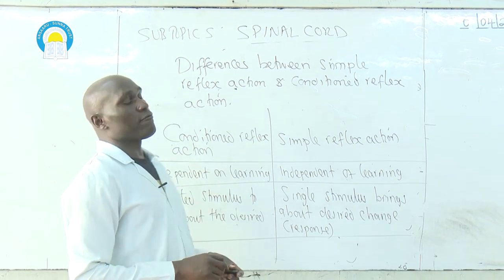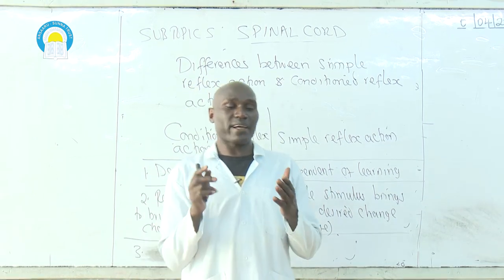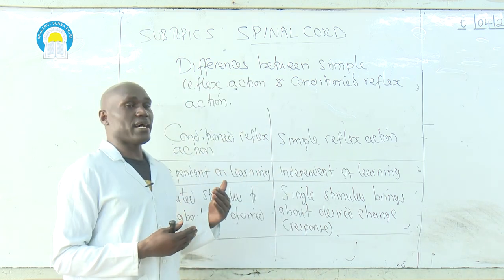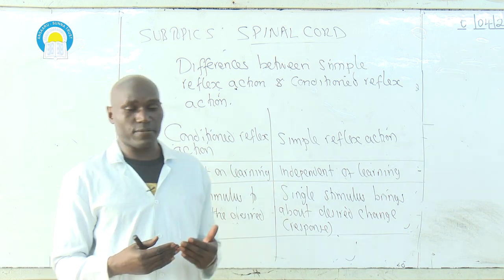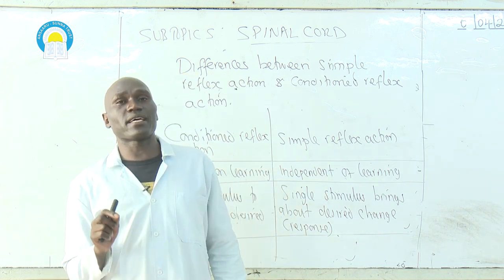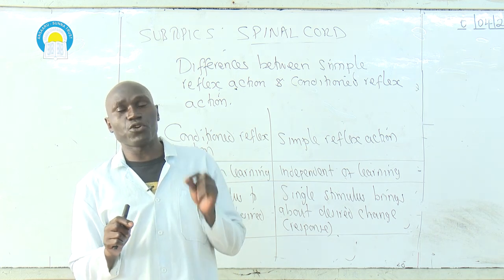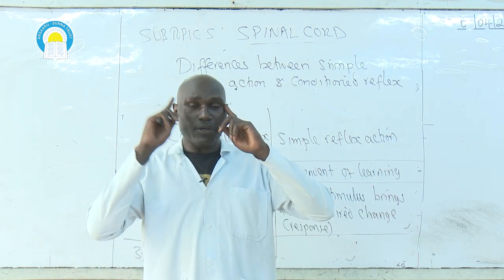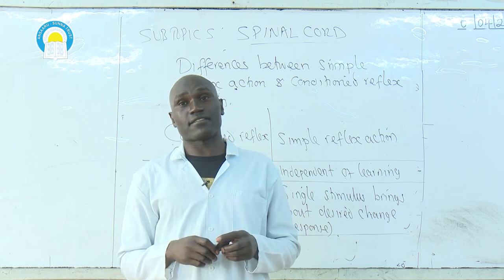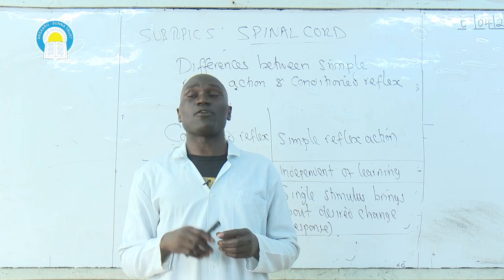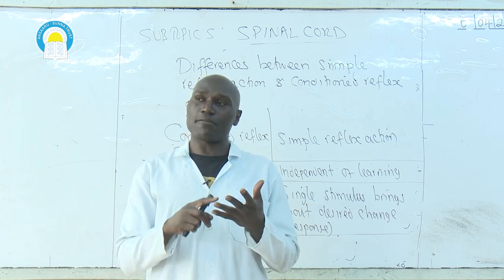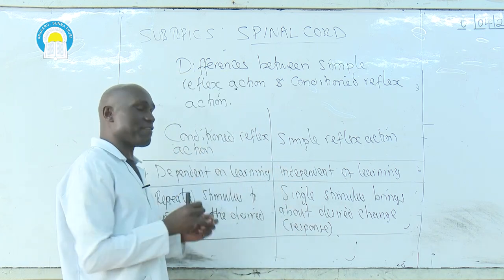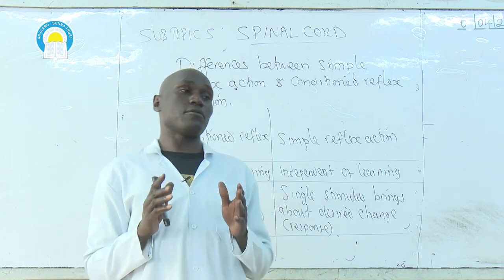For conditioned reflex action, the primary sensory neuron is substituted by secondary sensory neuron. In this case, if we pick on the case of the dog, the primary sensory neurons were two that brought about salivation. Observation of food, here we talk about optic nerve. Smell of food, we talk about olfactory nerve. So optic nerve and olfactory nerves, those two are primary sensory components that bring about salivation of dogs at the sight of food and smell of food.